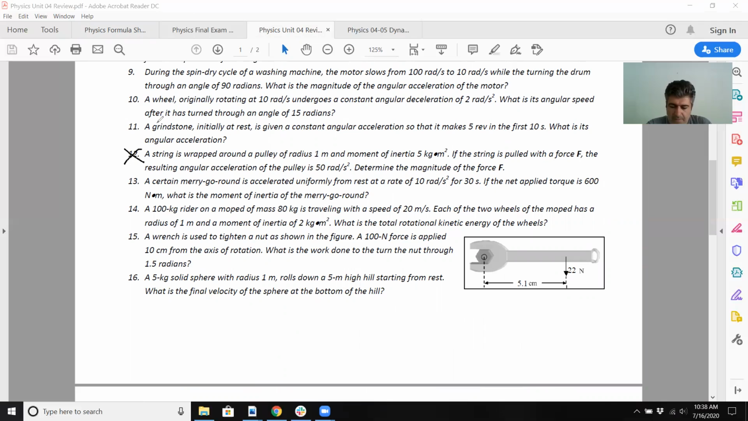Let's look at 13, however. So for 13, a certain merry-go-round is accelerated uniformly from rest at that rate. So you have the acceleration, you have the initial angular speed, you have the time. If the net applied torque is 600 Newton meters, what is the moment of inertia of the merry-go-round? Well, we know that torque equals I alpha.